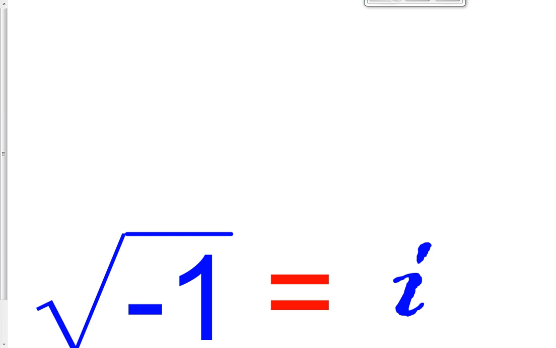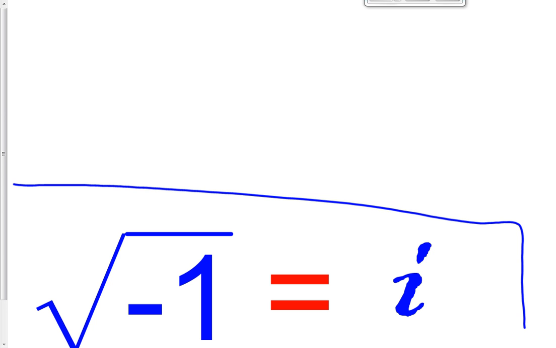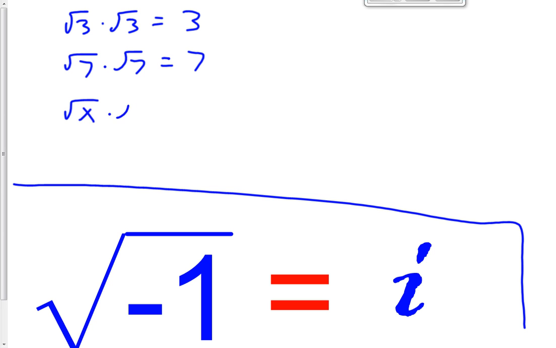Okay, as we move on now, we know that the square root of a negative 1 is i. That's this big, huge statement right down here. We've established that it's an imaginary number. I want you to take a look at something here for a second. If we take the square root of 3 times the square root of 3, we get 3. The square root of 7 times the square root of 7 is 7. The square root of x times the square root of x is x.